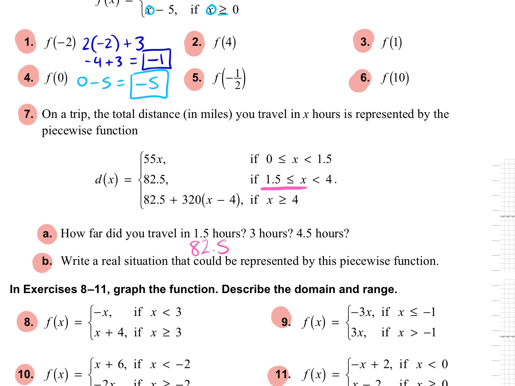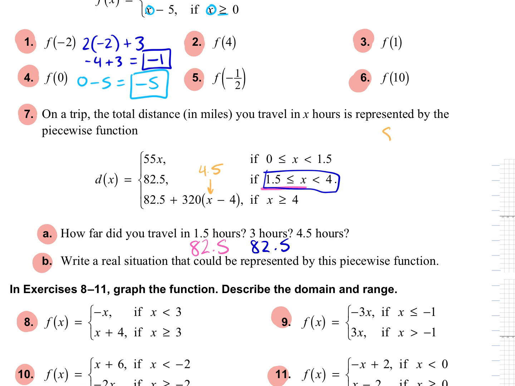What about for 3 hours? Also the second one, because 3 is in between 1.5 and 4. So how far did I travel in 3 hours? 82.5. And then which piece would 4.5 hours belong to? The third one. So I would plug 4.5 into the x and solve.